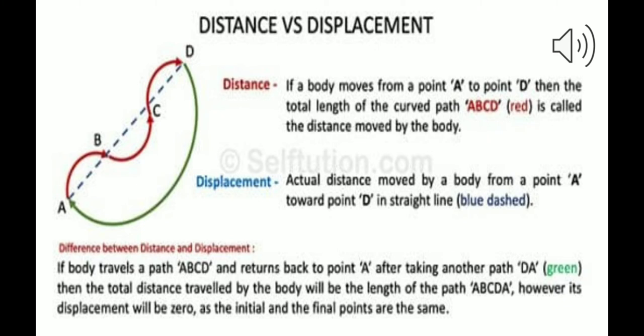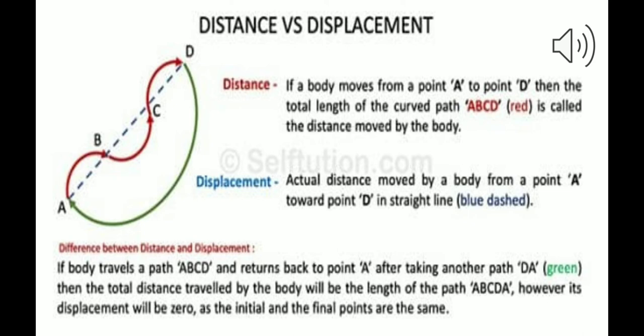Now if I talk about the example which is given here, you can see that the red line is the distance traveled by the body. And you can see that small dotted line, that is the displacement. So if I have to talk about the distance from A to D, I will go along the red line. And if I have to talk about the displacement, I will go along the straight line from A to D. That is change in position. Fine? You must have understood distance and displacement.